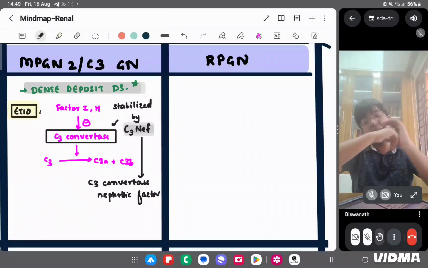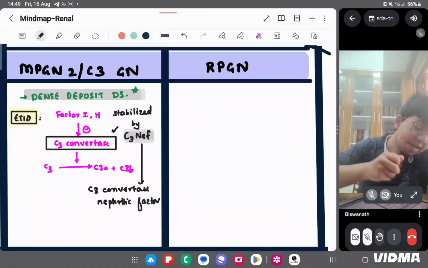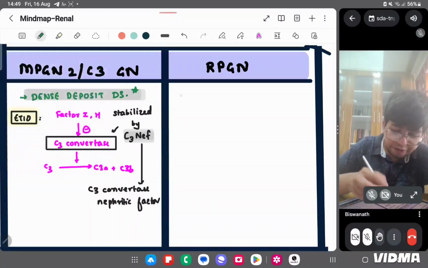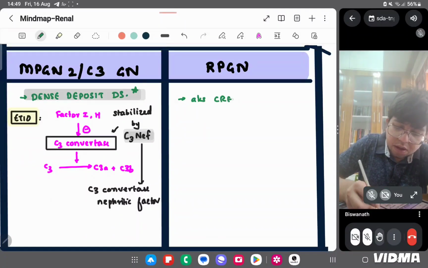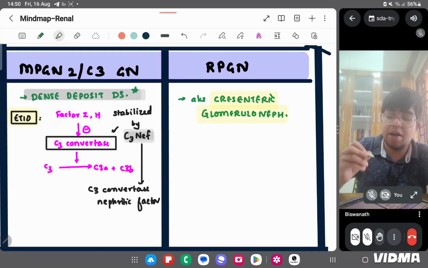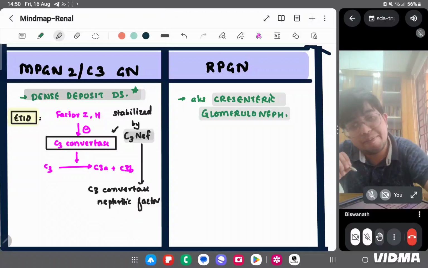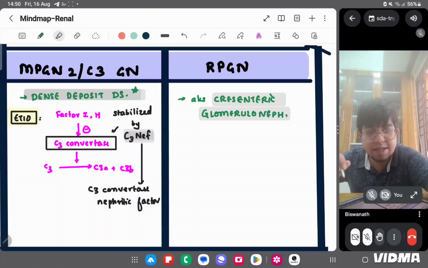A crescentic shape is formed, and due to this crescentic shape, RPGN is sometimes referred to as crescentic glomerulonephritis. Why is it called crescentic glomerulonephritis? Because it looks like a crescent, a moon-like shape. The cell proliferation is in that pattern, so it looks like that, right?